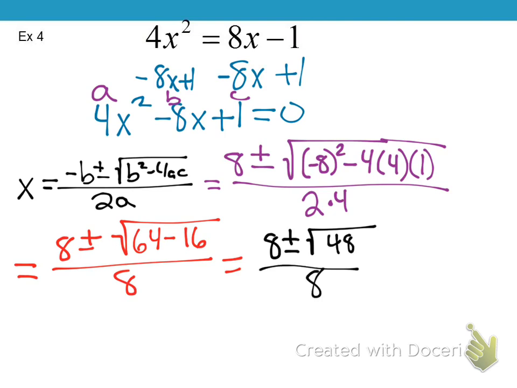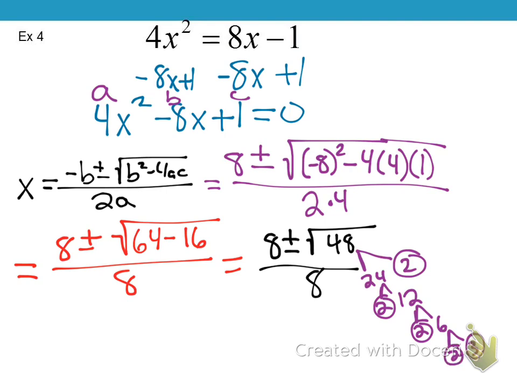Over 8. Okay, I'm smart, right? Is that a perfect square? No. So I'm going to do a little tree over to the side. 24 and 2, that's prime. 12 and 2, that's prime. 6 and 2, prime. 3 and 2.